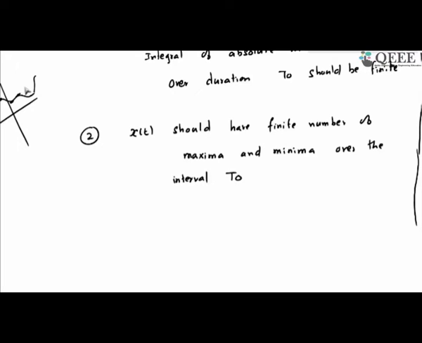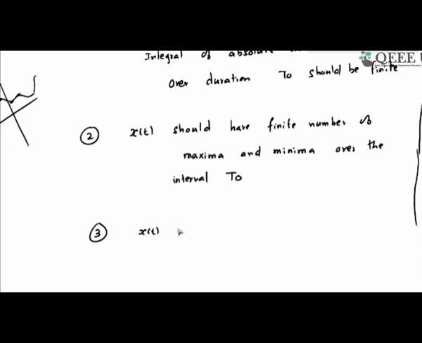So if you have some squiggly function like this, whenever it turns around, so it is going up and then it comes down, right. So that turning point is a maxima, and then when it comes down and it again goes up, right. So that is a minima. So the function should have a finite number of maxima and minima within the interval T naught. So that is the second Dirichlet condition.